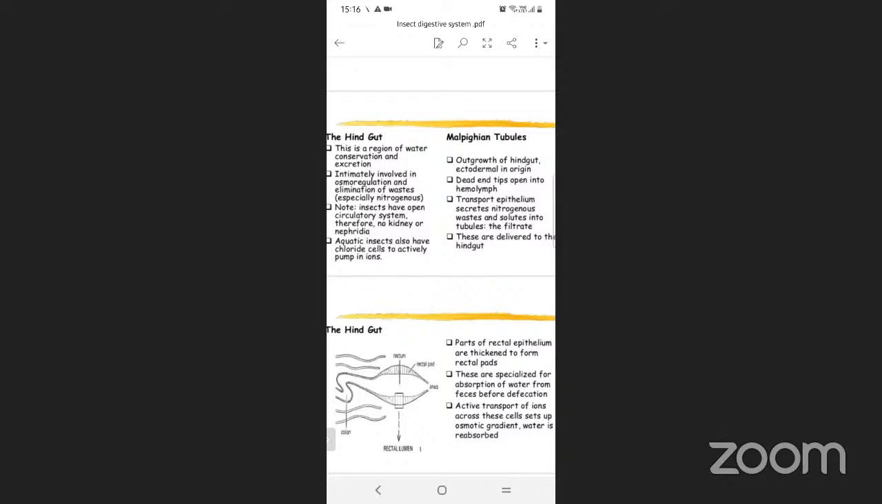These insects have an open circulatory system, therefore no kidney or nephridia. Aquatic insects also have chloride cells to actively pump ions. In the hindgut region we also see the Malpighian tubules, which are whitish in color and finger-like processes, an outgrowth of the hindgut of ectodermal origin. The dead ends of these finger-like structures open into the hemolymph, and the transport epithelium secretes nitrogenous waste and solutes into the tubules, the filtrate. These are delivered to the hindgut region.